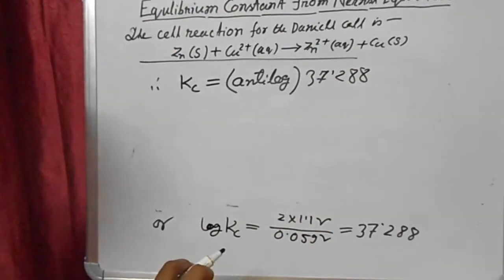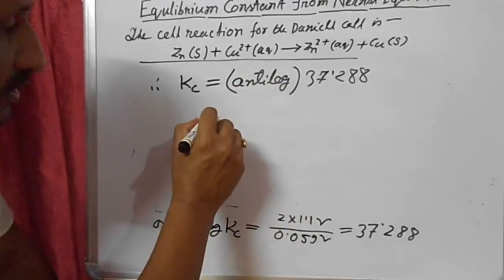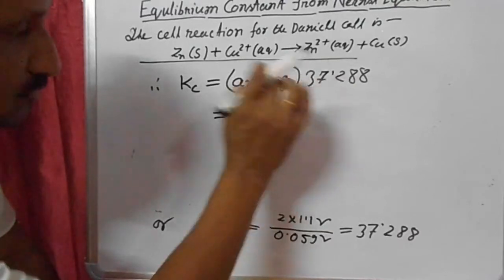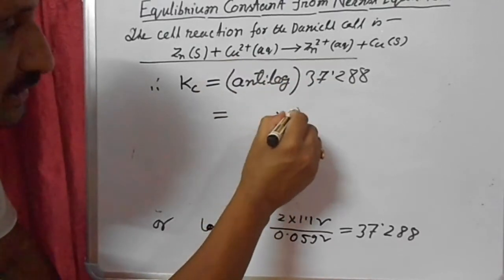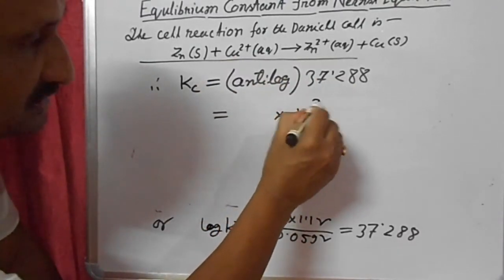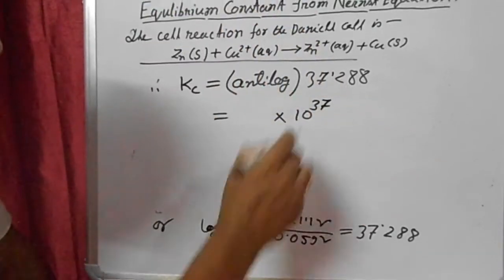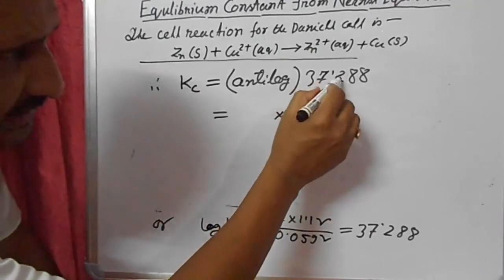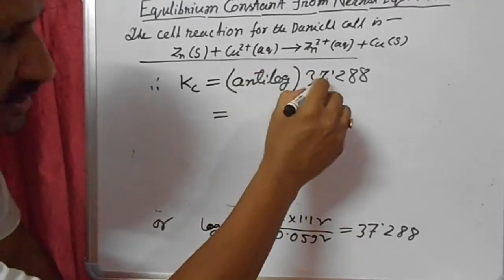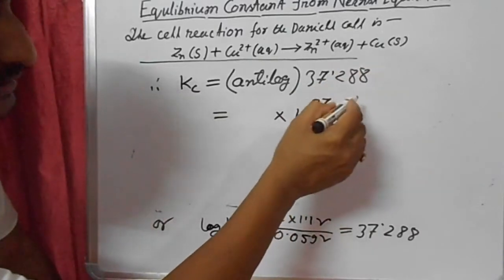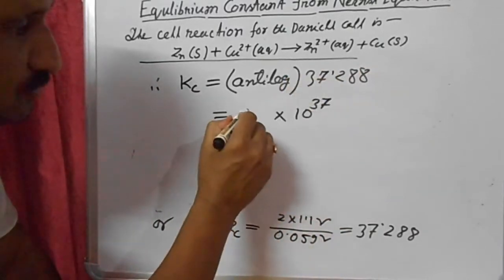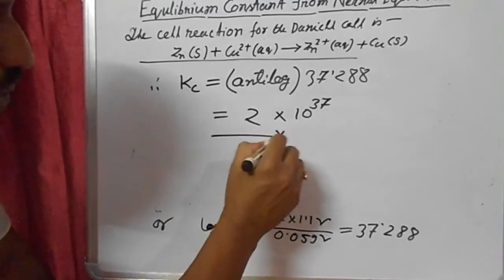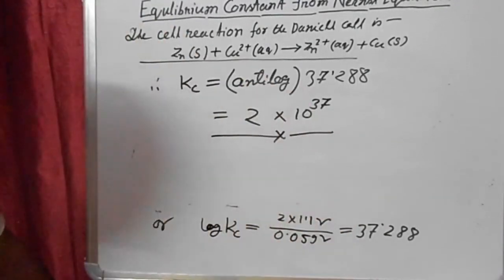If you see the antilog table, or roughly you can also calculate, whatever integer value we get before the point will just be the power of 10, that means 10 to the power 37. And 0.28 you can roughly take as 0.3. Since log 2 is equal to 0.3, the antilog of 0.3 will be 2. So this is the Kc for the Daniell cell.